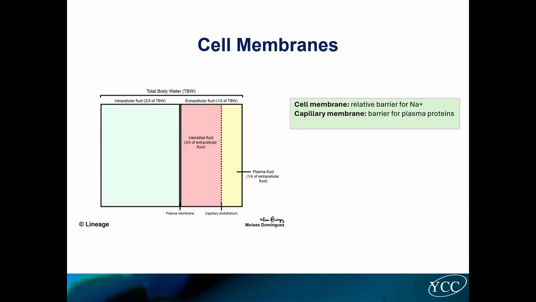Now, this picture is a graphic representation of what I just said. It says the same thing twice. 2/3 of our body water is intracellular. 1/3 is extracellular. Of the 1/3 that's extracellular, 3/4 is interstitial. And only 1/4 of the extracellular fluid volume is in the vascular volume. It's really tiny, isn't it?